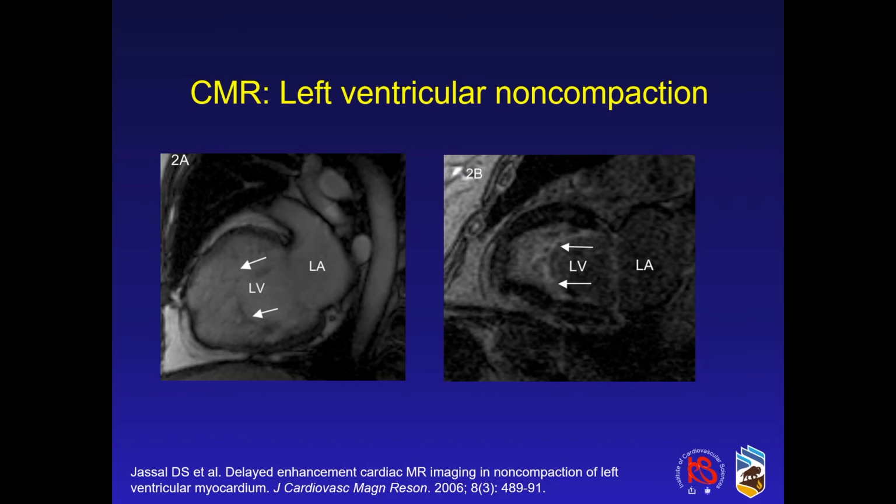As described earlier with respect to the role of gadolinium administration in cardiac MRI for tissue characterization, in individuals with LV noncompaction, if there is enhancement of the LV trabeculations, this can serve as a substrate for increased arrhythmogenesis in this patient population.